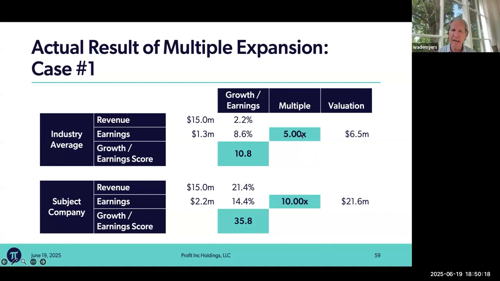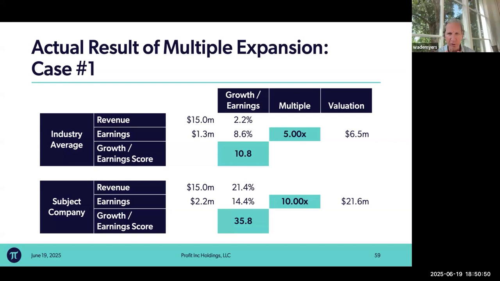Now, 5 times was the average for the industry for 15 million in revenue. For that level of revenue, it was 5 times. That would have fetched $6.5 million based on those earnings, right? In this case, it was 21.6 million because we had more earnings than average and we got a much higher multiple. Now, the buyer in this case was a strategic buyer, and they wanted to take this company that was clearly outperforming the market and basically learn from that company to hopefully raise their growth rate and their earnings rate. So it's a strategic deal.